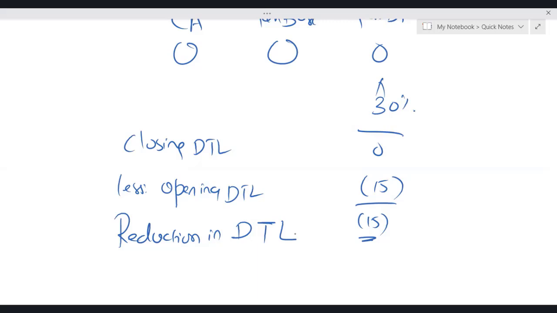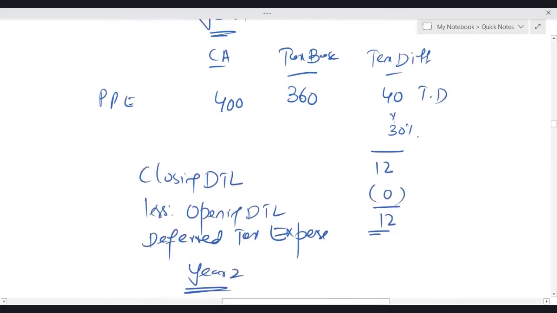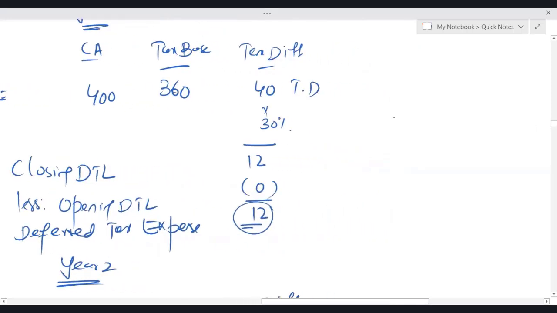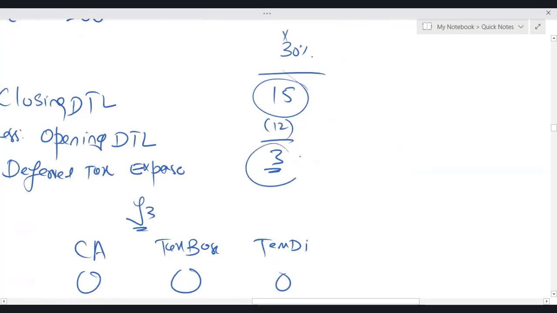If I just quickly show you the double entries of each year. In year 1, there's a deferred tax expense of 12. If you ask me, sir, what is the entry? So simply you can make the entry. Income tax expense debit by 12. Deferred tax liability credit by 12. Here, only 3. Debit and credit.